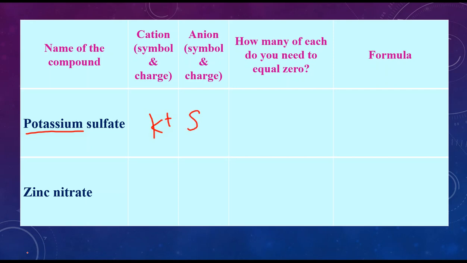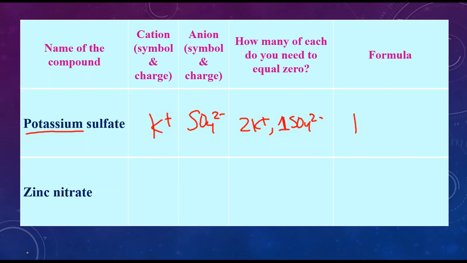SO4 2 minus. Good. Now, how many of each do we need to make the charges add up to 0? So we need 2 of the K plus and 1 of the sulfate. 2 of the K plus, 1 of the sulfate. So we write the formula.